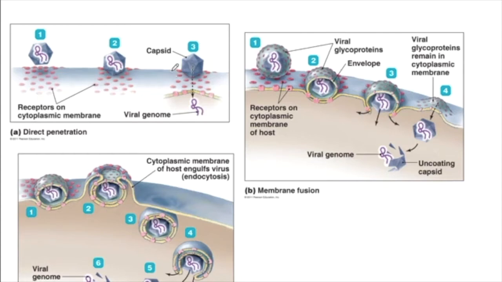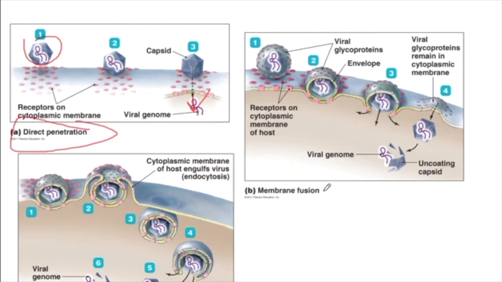Pictorially, this is how it presents. So you have a naked virus. There is no envelope around it. So the capsid will come into direct contact with the cell membrane or the cell surface receptors, and it has to be a good fit for any form of penetration to occur. So if it's a good fit, there is attachment, and then once attachment happens, the nucleic acid would then be released into the cell. So this is a direct penetration.